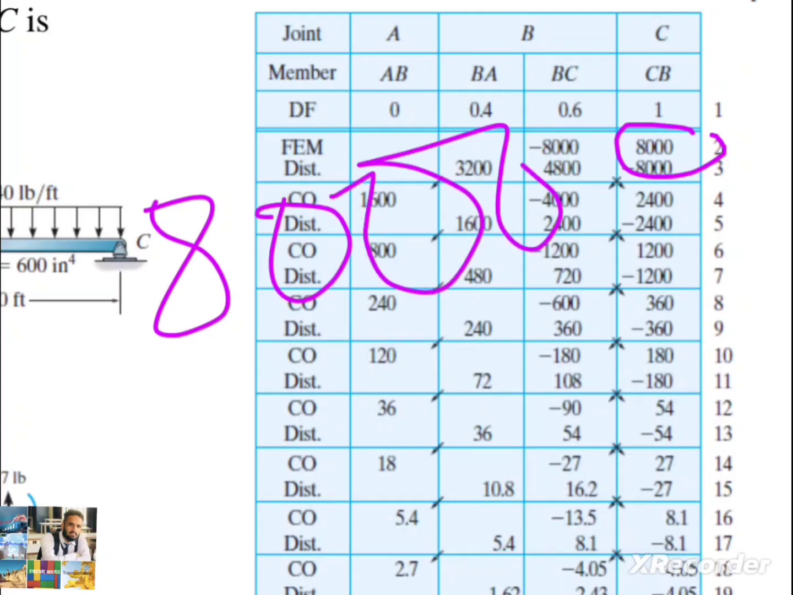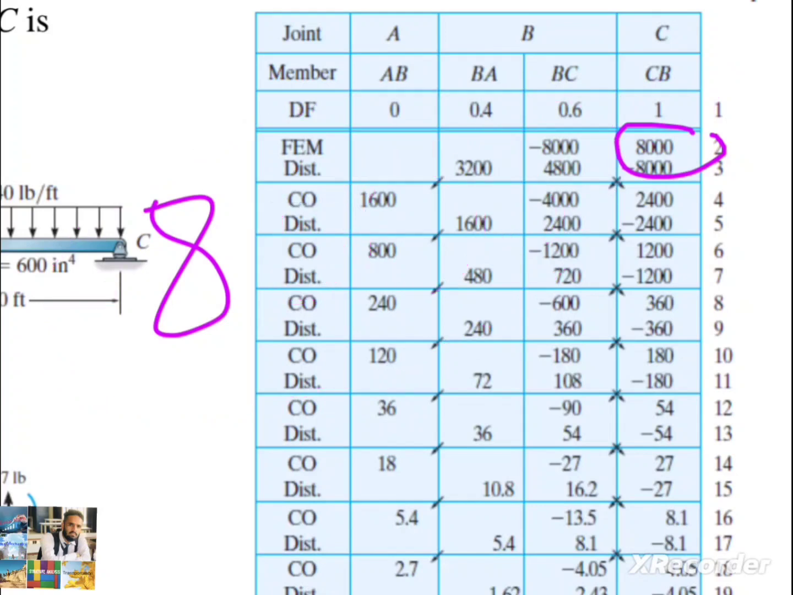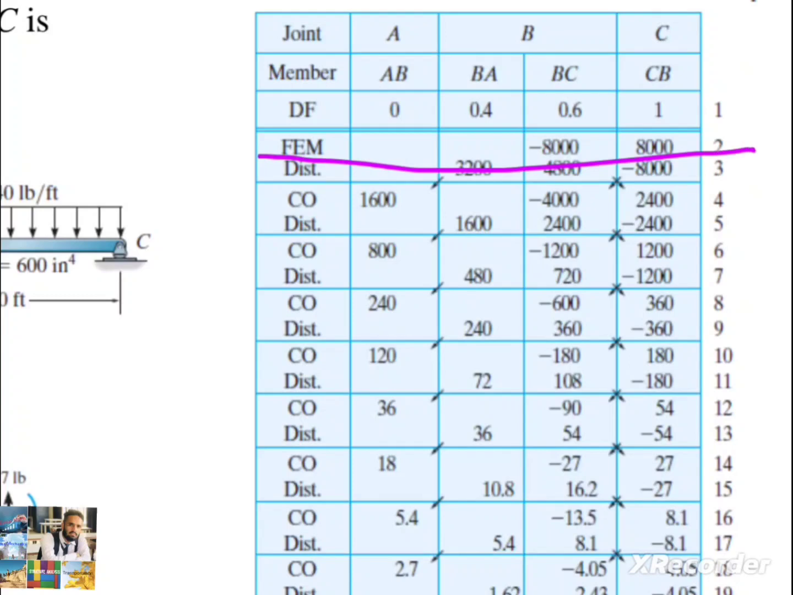So take the opposite value of this net moment, which is plus 8000. The opposite will be minus 8000. Multiply this opposite moment by the distribution factor of joint C, so minus 8000 multiplied by 1, we get the same value. Write all the values in the distribution moment row.